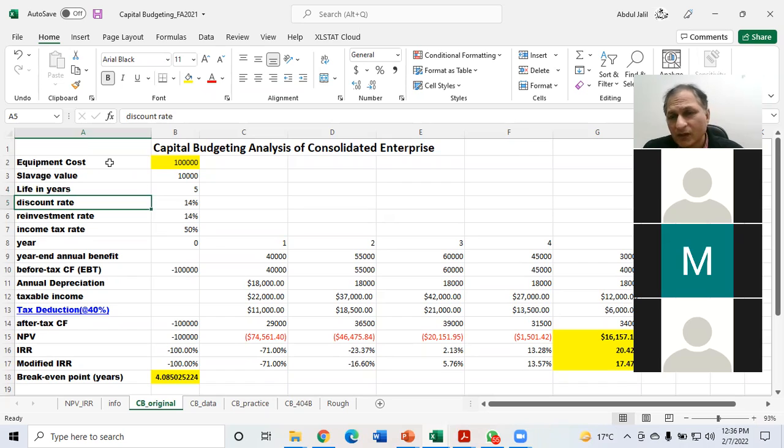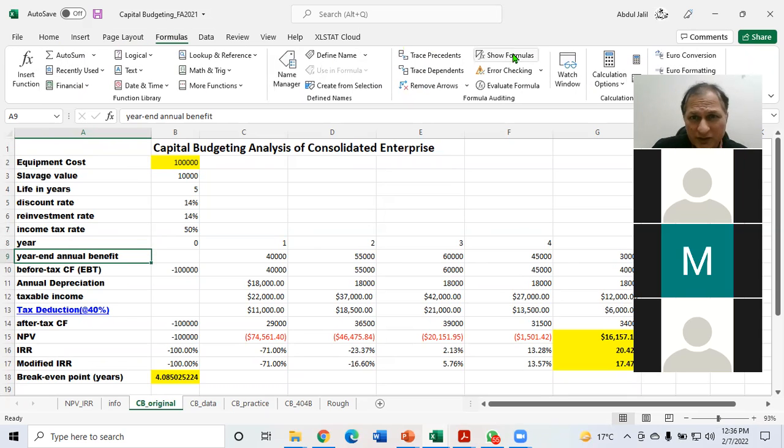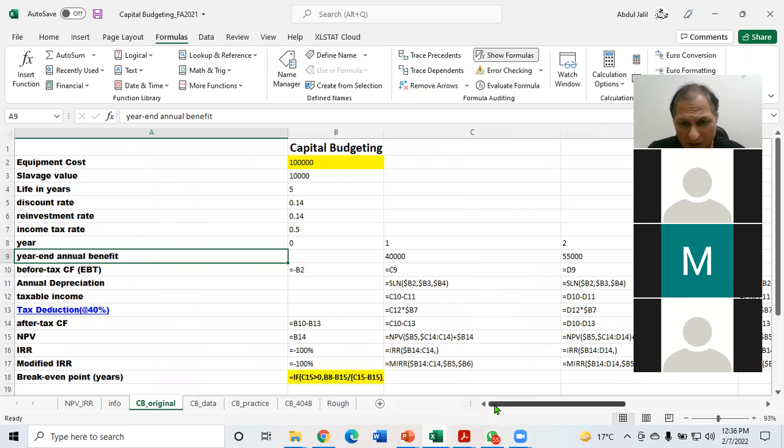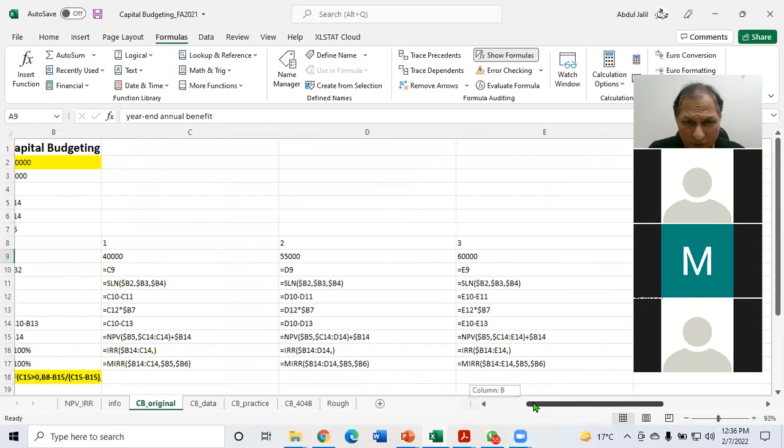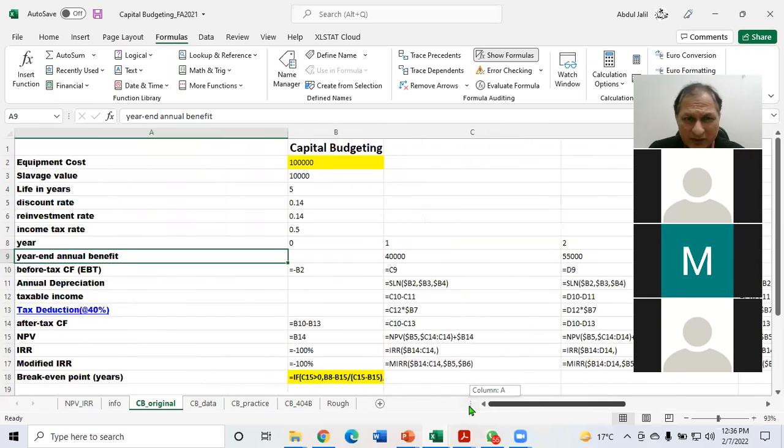Discount rate is also given, and reinvestment rate is also given, right? And tax rate is definitely decided by the government. And then you have to have your annual benefits stream. Just like if I may show you through the formula sheet, these are values, not formulas. You can observe by yourself: the end year benefits, the equipment cost, salvage value, life in years, discount rate, the investment rate, and income tax rate, right?